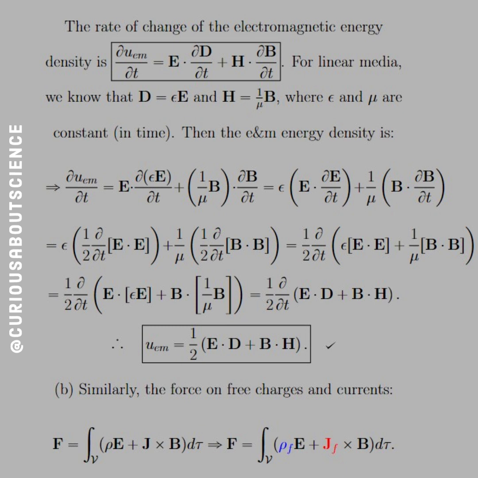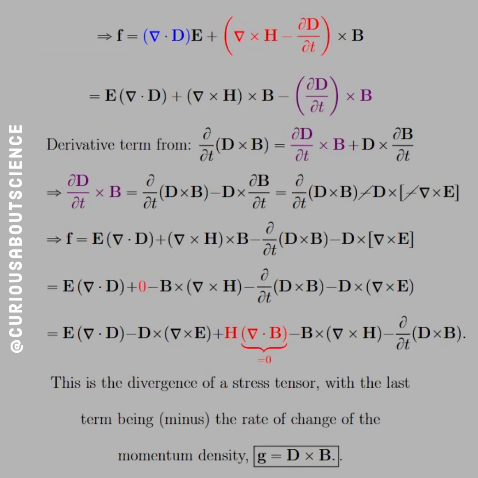So we get (rho E plus J cross B) d tau. And force therefore goes to (rho_f E plus J_f cross B) d tau. And again, if we use Maxwell's equations for media, rho_f goes to the divergence of D, and J_f goes to Ampere's law in material, which is curl of H minus partial derivative of D with respect to t, cross B. So we plug those in, again, per unit time, of course.